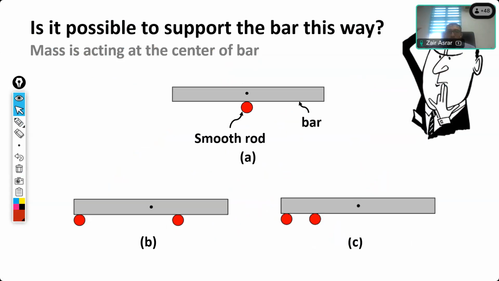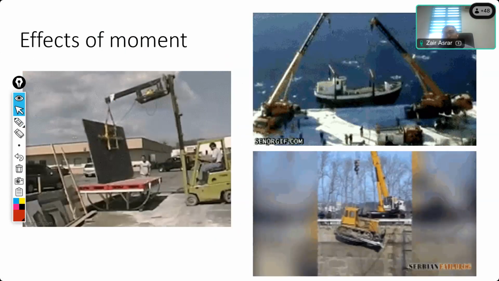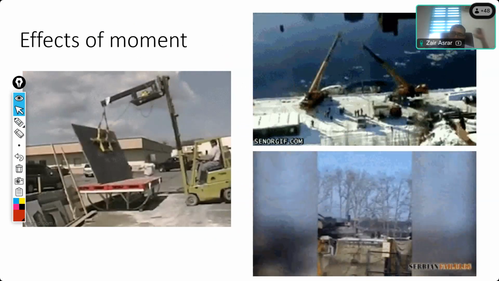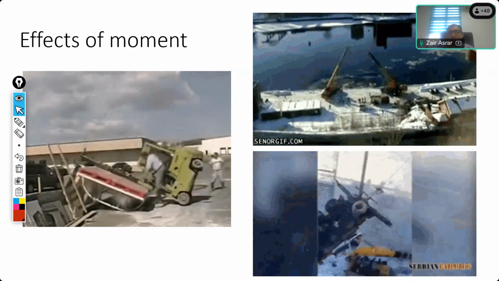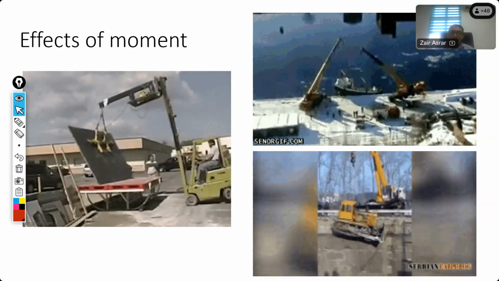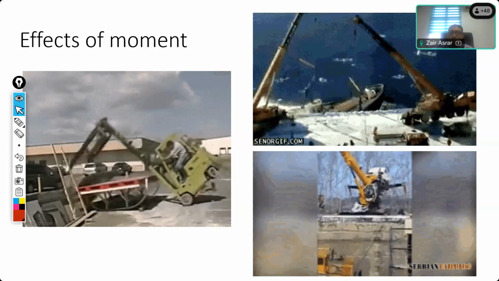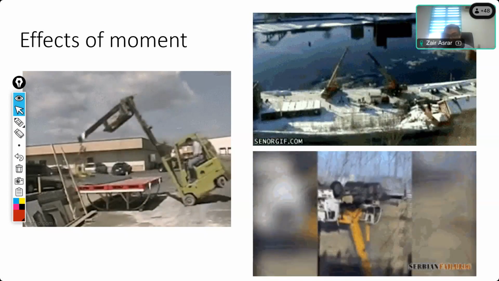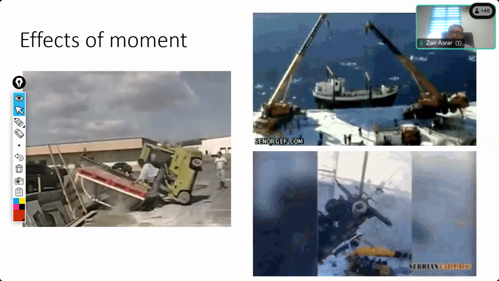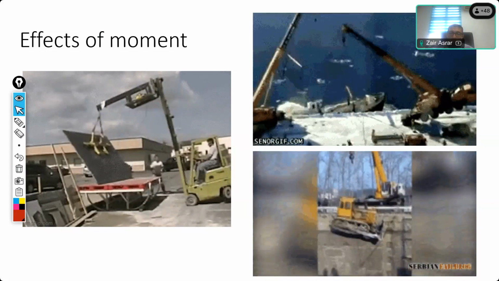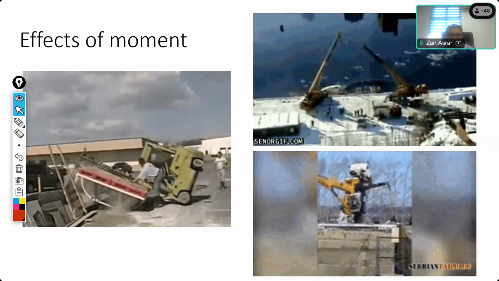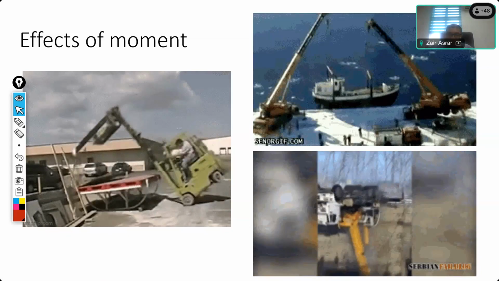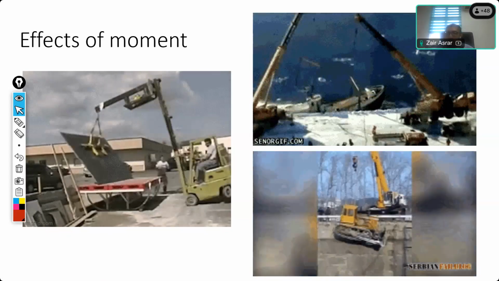So if you look around, you'll see the effect of moments everywhere. For example, in this case, we have mishaps, accidents happening in the industry due to the effect of moment. In terms of summation of force, yes, it is equal to 0, but summation of moment is not equal to 0. So because the summation of moment does not equal 0, you can see that this heavy machinery, the crane and so on, tips over due to moment.